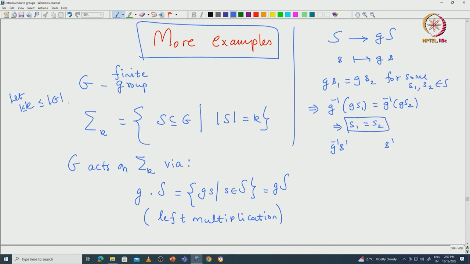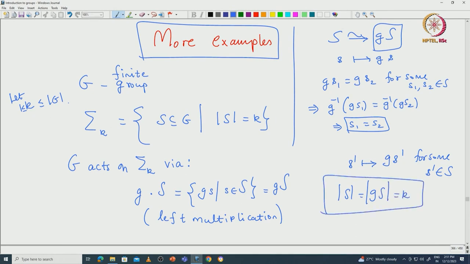Sorry, let me rewrite. If you take some element in gS, it is going to look like gs dash for some s dash inside capital S. So this s dash is mapped to gs dash. By definition, this map is surjective, and we have verified it is injective. So it gives a bijective correspondence between S and gS. That means the cardinality of S is the same as the cardinality of gS, which is exactly k. So in particular, G acts on this sigma k via this action.